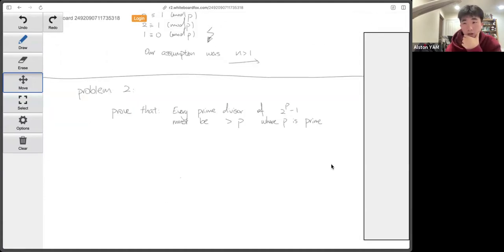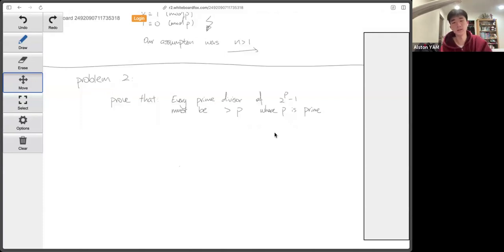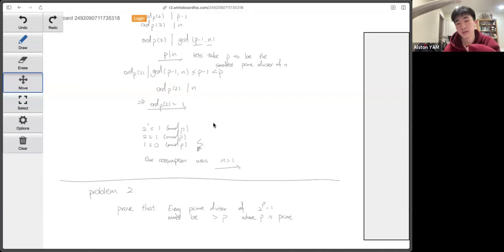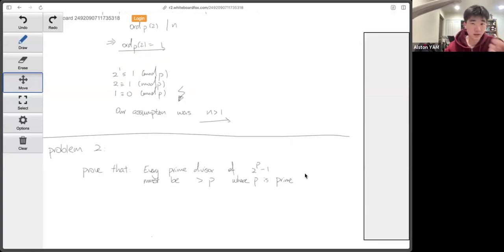Cool. Okay. I think we can take about 5 minutes to think about this problem again. The idea is really similar to the previous problem in that we're taking the order. Think about what possible values the order can be. And I'm not going to say much more because otherwise I'll spoil the problem. So we can try this for about 5 minutes and then we can come back and look at the solution.